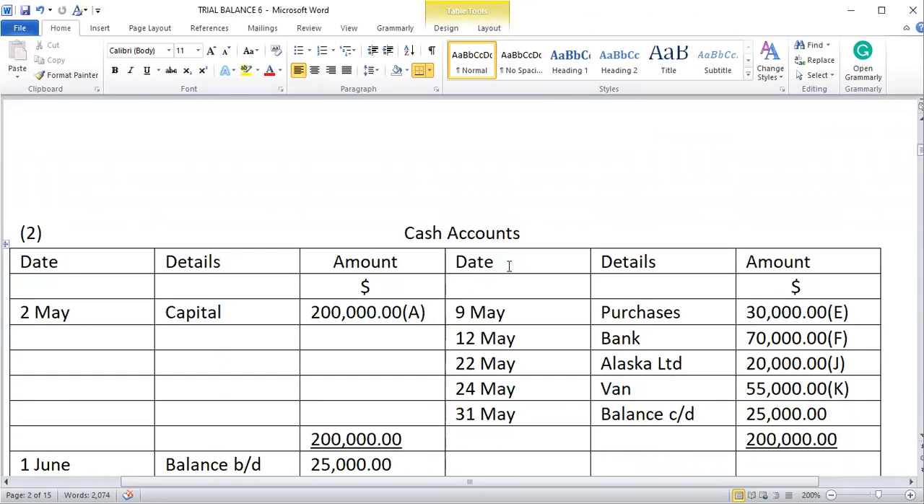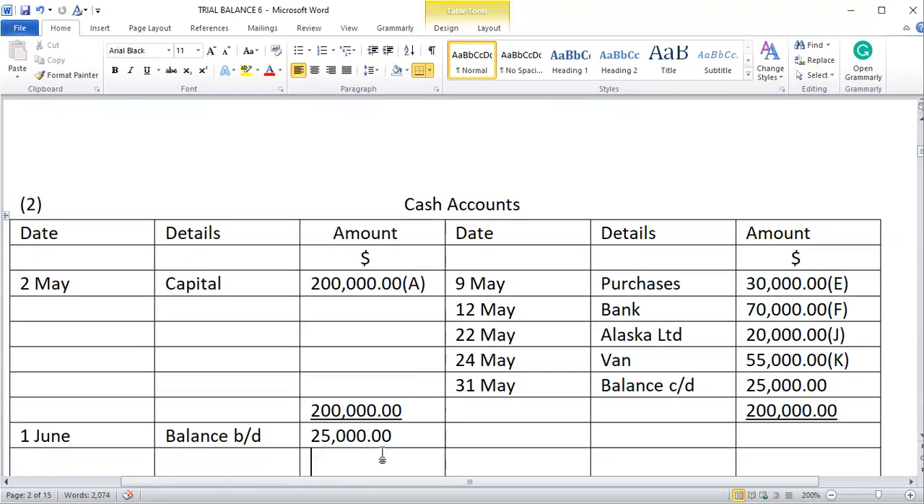The cash account. First we total both sides. The debit side is the bigger one, 200,000. So we underline 200,000. Then we come here, we write the same 200,000 here. Then we subtract the difference. We add up all this and we subtract the difference. This one is 175. So the difference is $25,000. So the last day, which is 31st May, balance carried down $25,000, which is the difference. It has been carried down to the following month, which is 1st June, balance brought down, and so forth. So that's how we close the account.